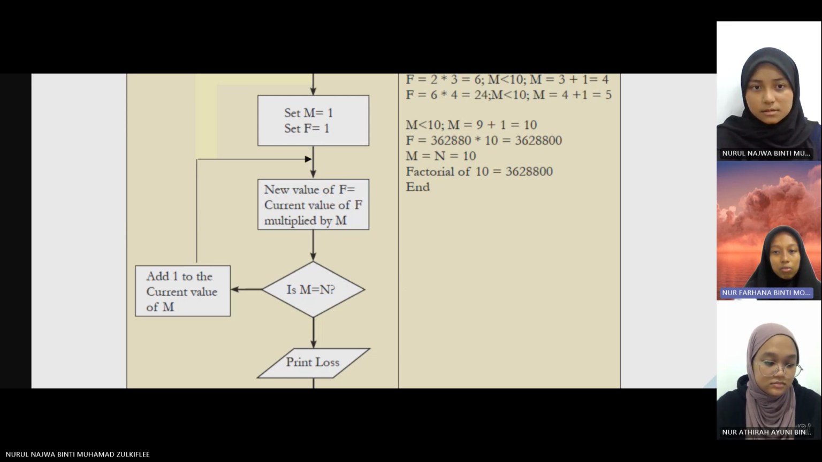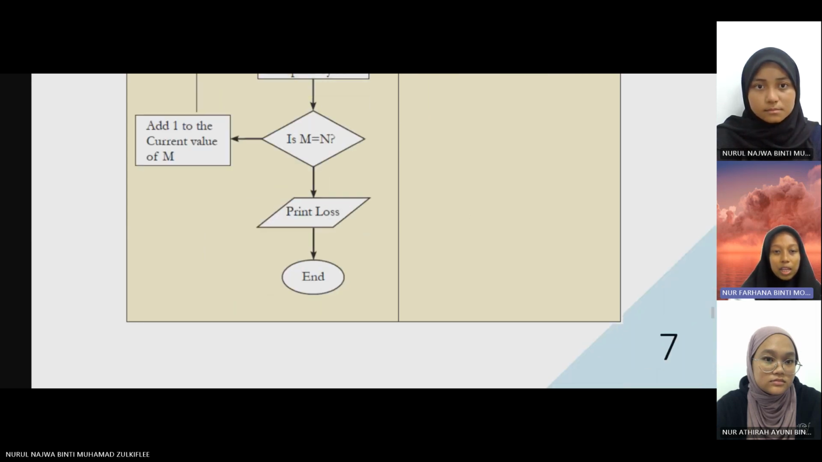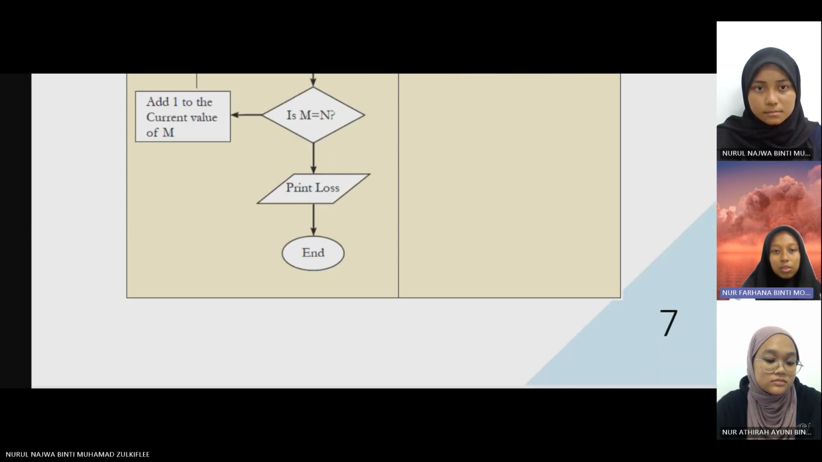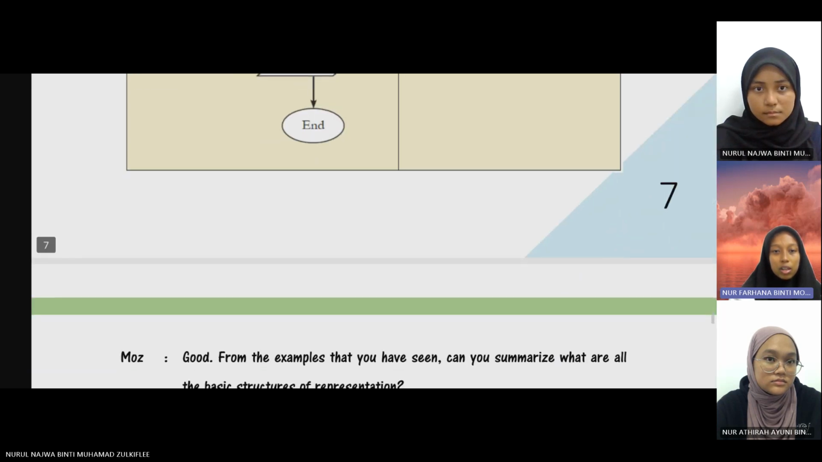And then we go to decision, and the input is m equal to n. If the answer is no, we have to do the process and the input is add 1 to the current value of m. If the answer is yes, we go to data and the input is print f. After that, we end.